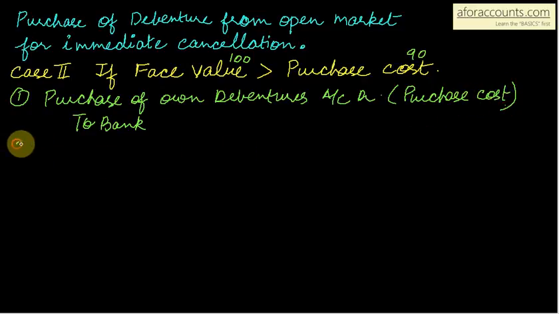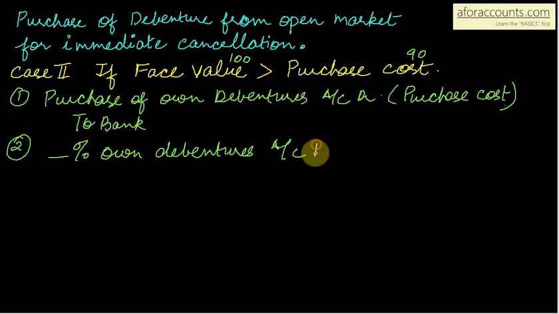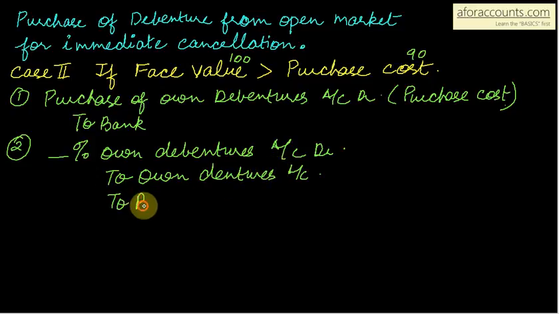Okay, now the second entry for cancellation of own debentures, because we are understanding the case where we purchase and we immediately cancel. So the entry will be: कितना परसेंट डिबेंचर्स है. यदि परसेंटेज इज गिवन इन द क्वेश्चन, so and so percent debentures account debit to own debentures account और प्रॉफिट भी हुआ है कैंसिल करने पे. So to profit on cancellation of own debentures.